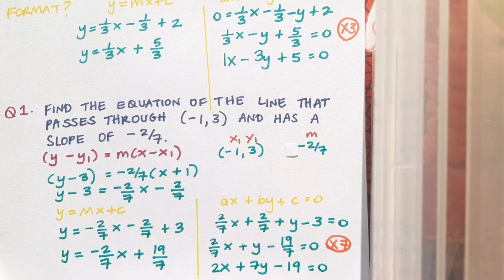Again, at the risk of repeating myself, I'm not saying you have to do it both ways every single time. You only have to do it one. Keep an eye out for what the question is asking you to do. If they don't specify a preference, then we're quite happy to go with y = mx + c.